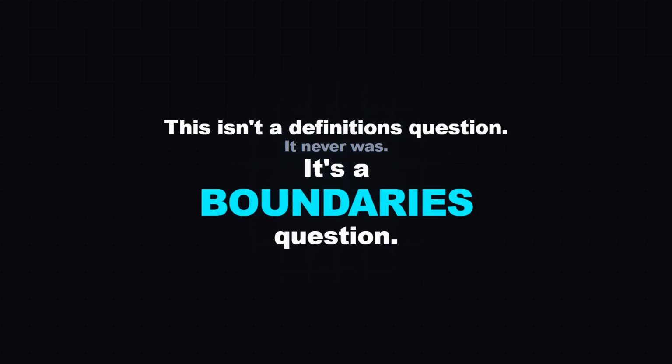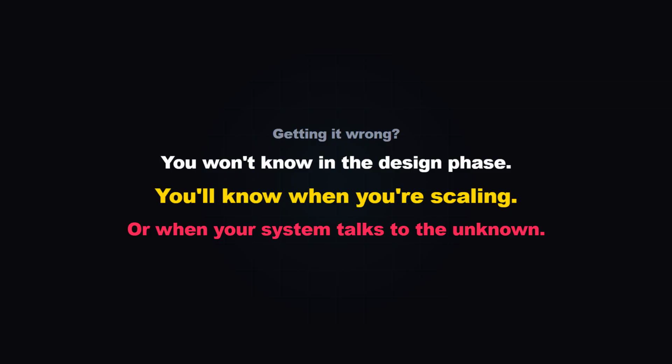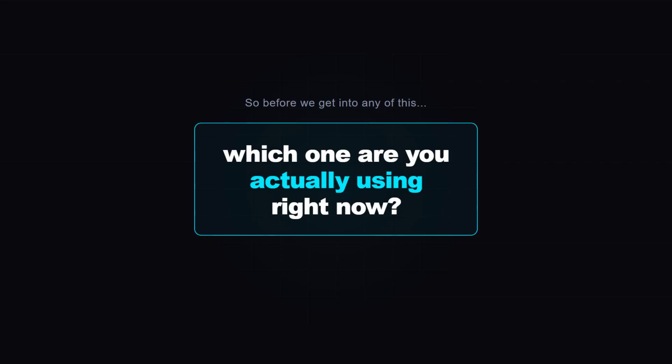It's a boundaries question. And here's the thing about getting boundaries wrong. You don't find out in the design phase. You find out when you're scaling. Or worse, when your system starts talking to something you don't control. So before we get into any of this, which one are you actually using right now? And do you actually know why?